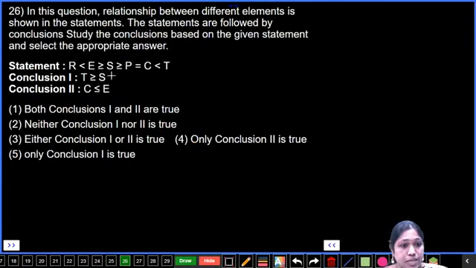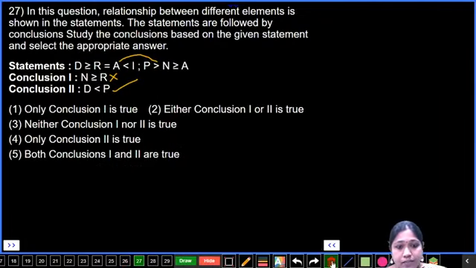Relation from T to S. Different symbols, so comparisons cannot be considered. The first one is false. When comparing C with E, we are having greater than or equal to. In reverse, it is less than or equal to, which is true in the second one. Option number 4. And then the 27th question, relation between N and R.